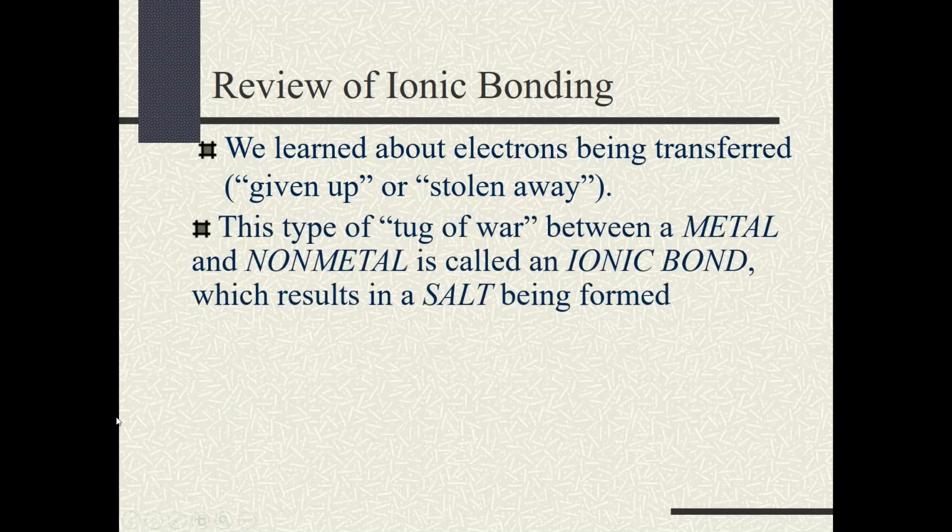Now, this type of tug of war between a metal and non-metal we call an ionic bond. And ionic bonds form salts. Now, not always the salt that we put on our food, but that's just the kind of bond or the resulting precipitate that is formed when these two types of atoms interact. So no matter what, we're going to call it a salt. But remember, only sodium chloride is the table salt, NaCl.